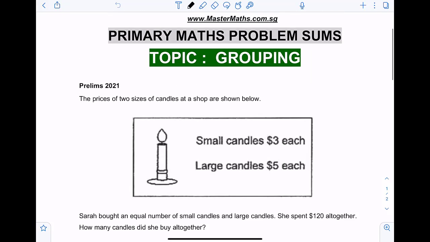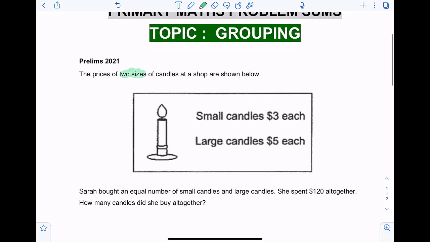The prices of two sizes of candles at a shop are shown below. Small candles, $3 each. Large candles, $5 each. Sarah bought an equal number of small and large candles. She spent $120 altogether. How many candles did she buy altogether?